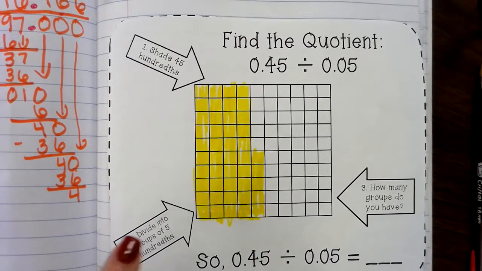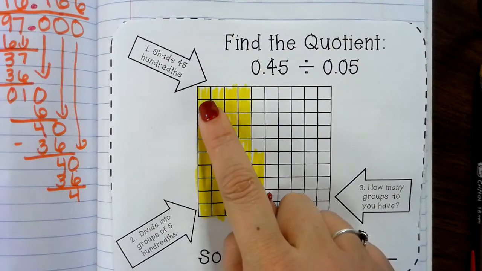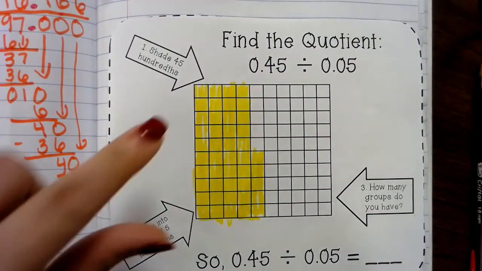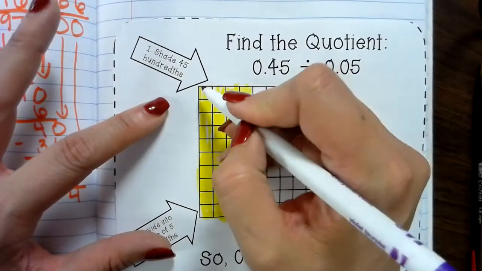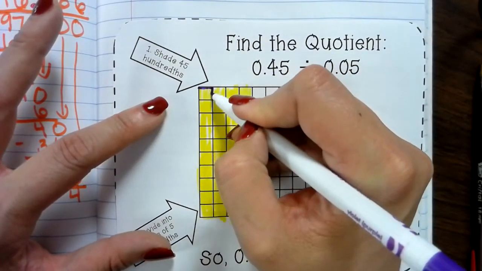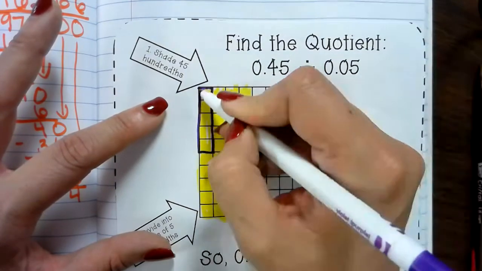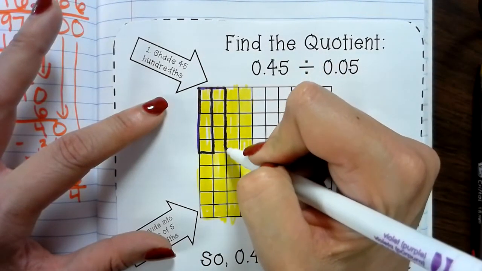Step 2 is divide into groups of 5 hundredths. Well, remember, one square is a hundredth, like a penny. So if I'm telling you to group them into 5 hundredths, that means you need 5 in the group. So 5 pennies, 5 hundredths. So that's 2, 3, 4, 5. So there's a group.